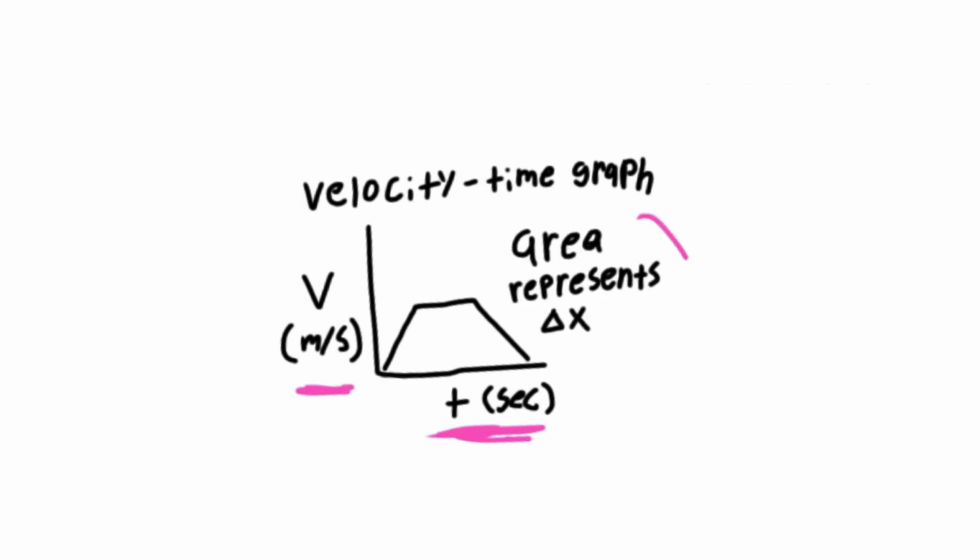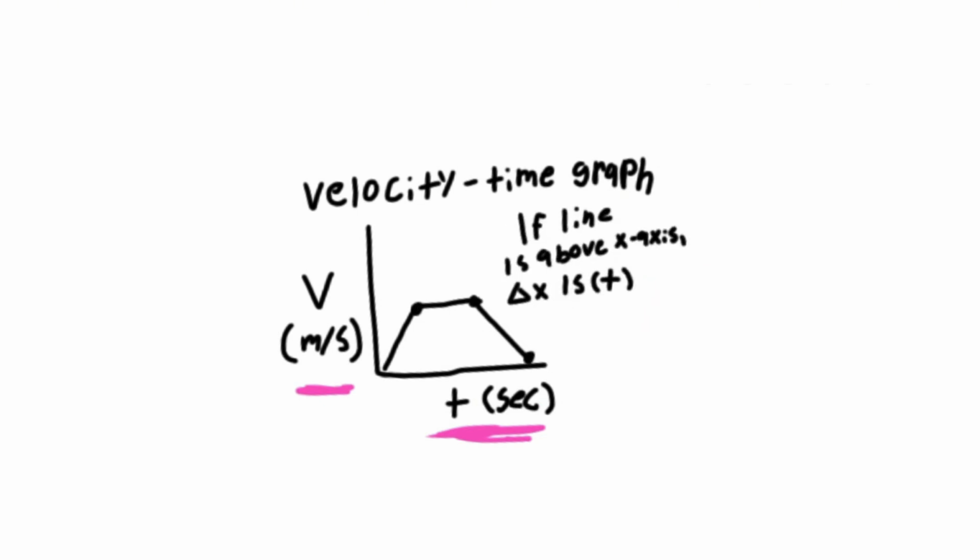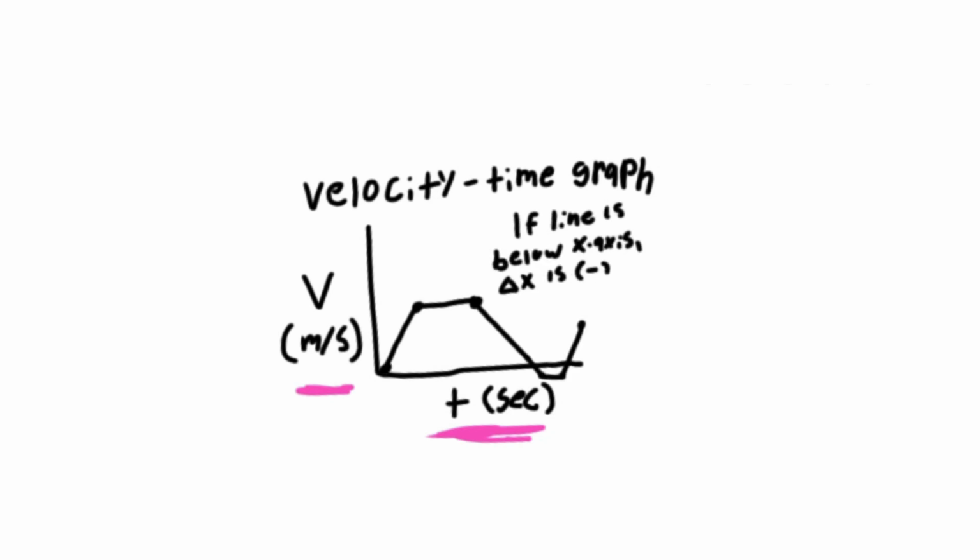And in these graphs, the area represents displacement. Now that is really huge to remember. Remember that a velocity over time graph gives you displacement. Another thing to note is that if a line is above the x-axis, the displacement is going to be positive. If the line is below the x-axis, like this part here, that means that your displacement is negative.